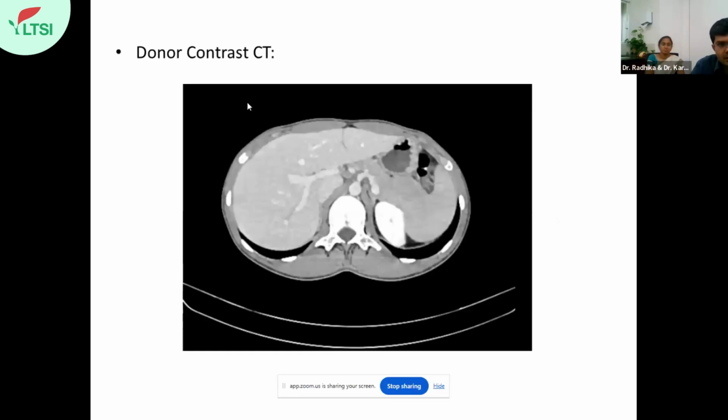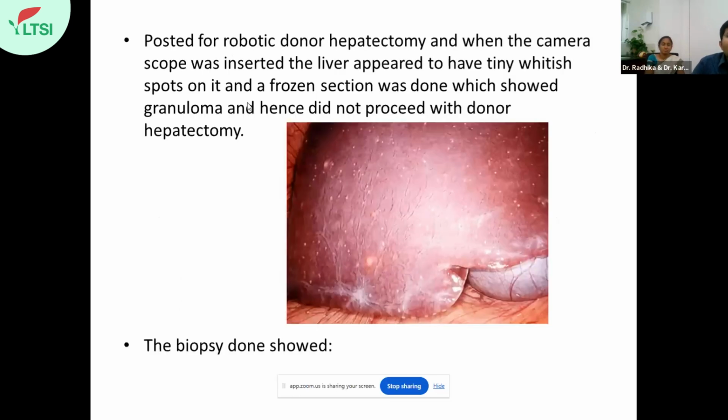This is the contrast CT of the donor. He was posted for a robotic donor hepatectomy, and when the camera scope was inserted, the liver appeared to have tiny white spots on its surface. Immediately, a frozen section was done. It showed some granulomatous changes, and hence we did not proceed with donor hepatectomy. The biopsy will now be discussed by Mukul sir, and this is the image seen on the camera scope.